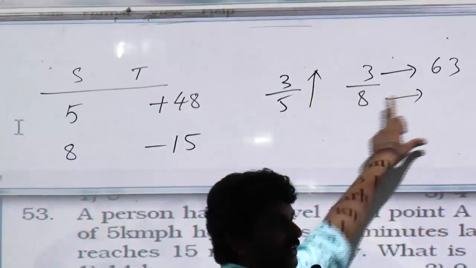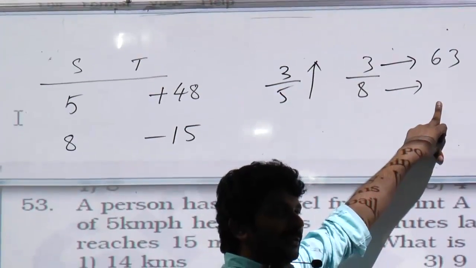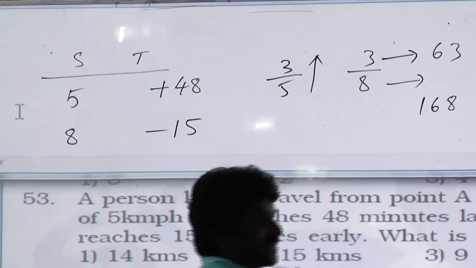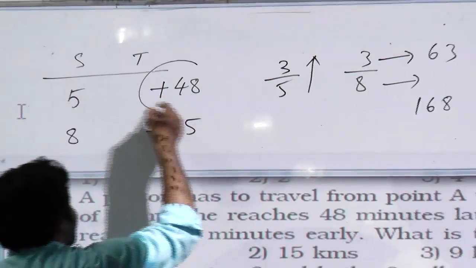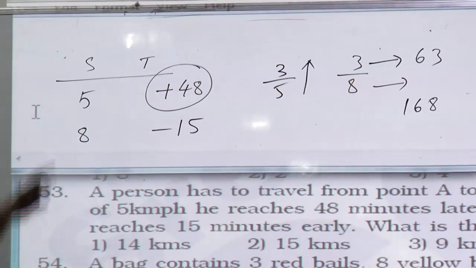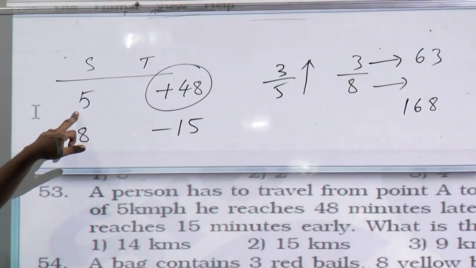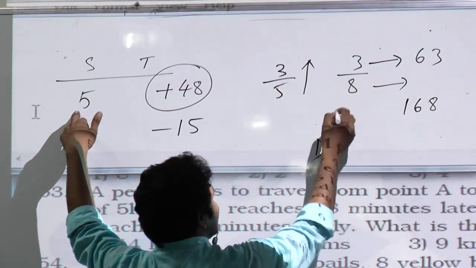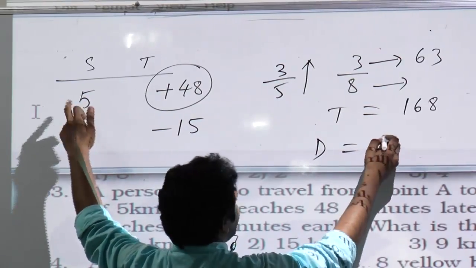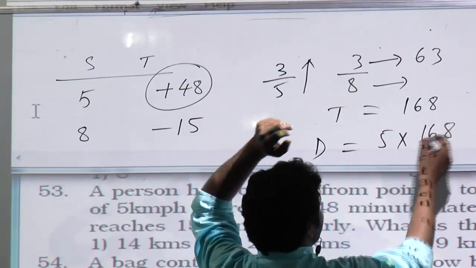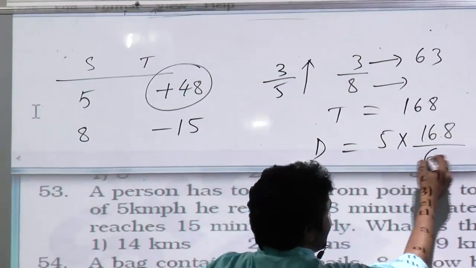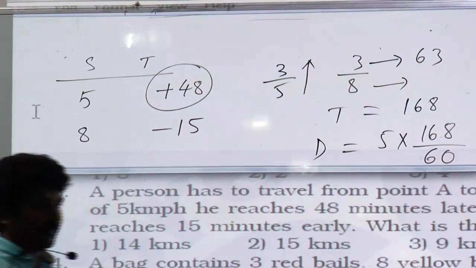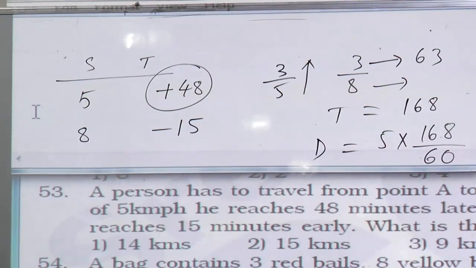3 21s 63, 8 21s 168. So this is 168 minutes. So the time taken in first case is 168 with a speed of 5 km per hour. But you are asked about distance. Distance is speed into time. So this is time only. Distance is speed into time. 5 into 168 minutes converts to hours by 60. 5, 12 times, 12, 14 times. 14 kilometers answer.